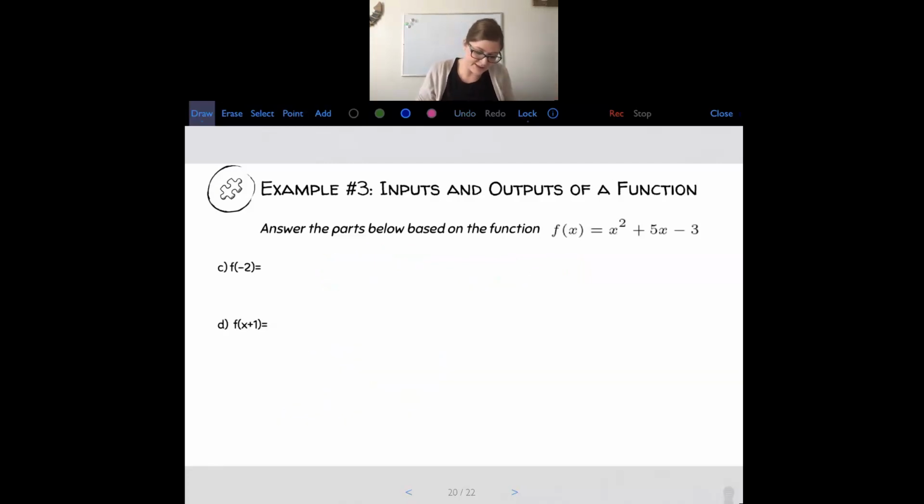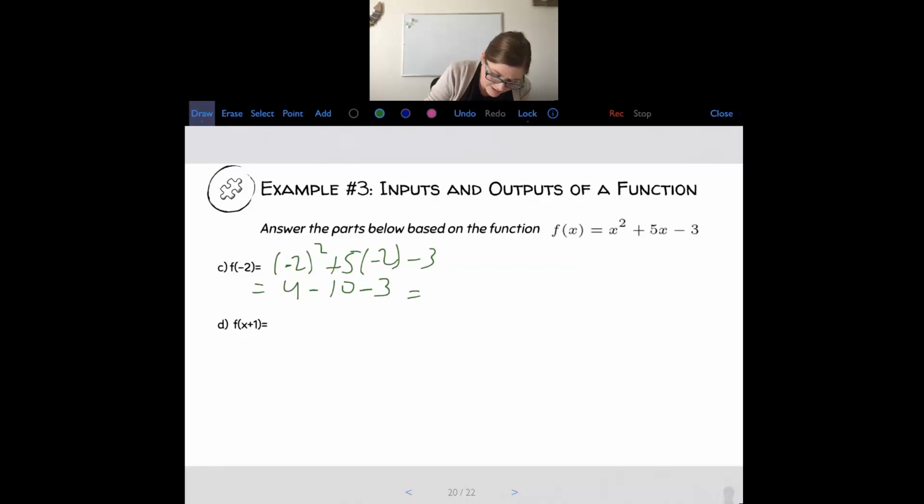Next, part C, we're going to find f of -2. Again, put this in parentheses. -2 goes in for every x. So -2 squared means -2 times -2, which is positive 4. 5 times -2 is -10, minus 3. This is going to give us -6 minus 3, which is -9. So -9 is our output when we input -2 into the function f that we're given.